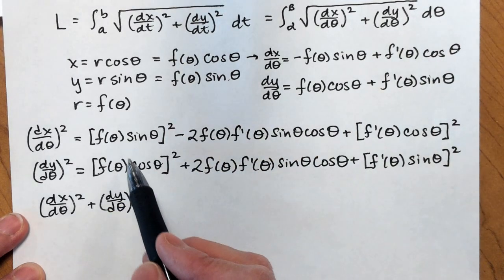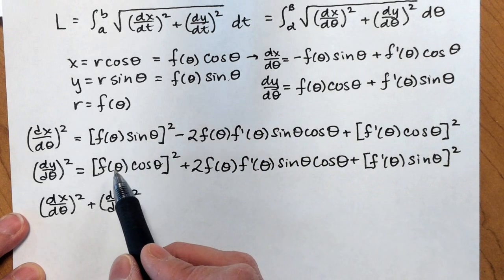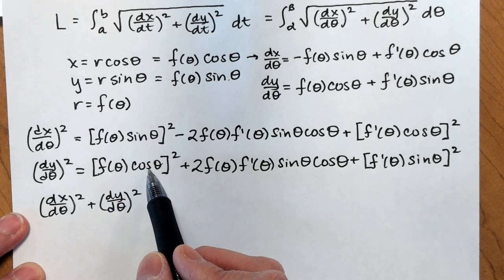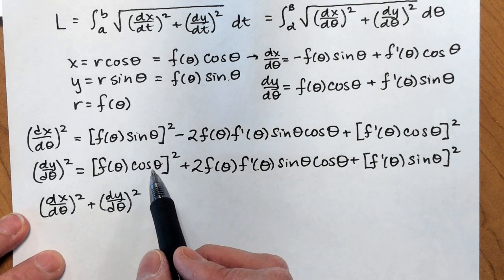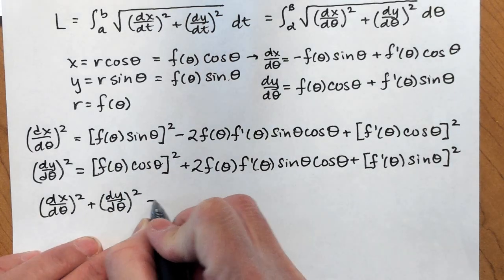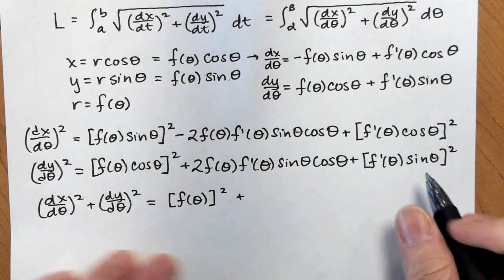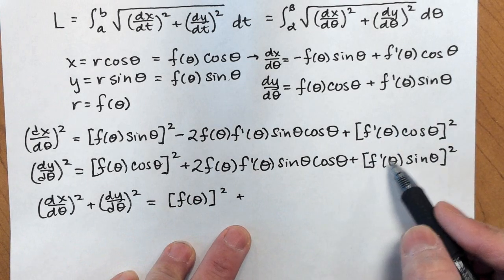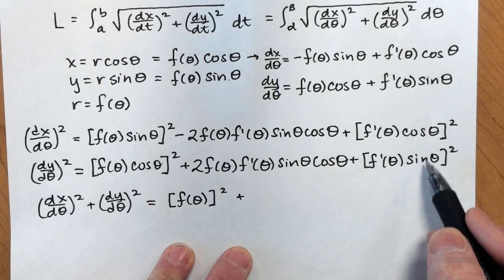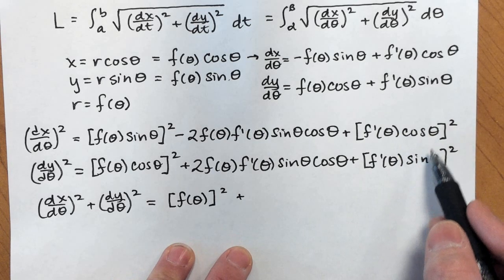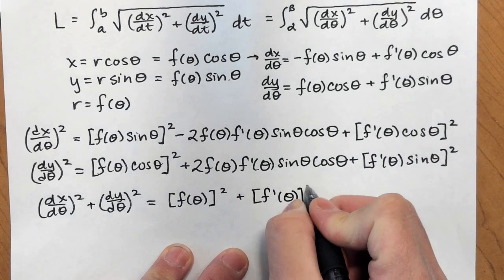And then here, I have f of theta squared sine squared theta plus f of theta squared cosine squared theta. Well, if I factor out the f of theta squared, I'm going to have a sine squared plus cosine squared, which is 1. And so I wind up with f of theta squared. And over here, the same thing. I square and add them together and then use the Pythagorean property to make cosine squared plus sine squared 1, and I wind up with f prime of theta squared.